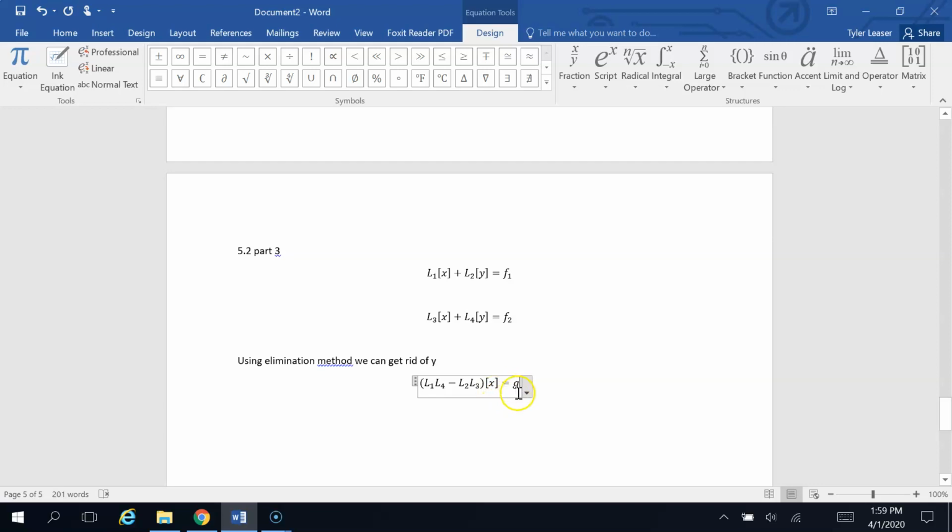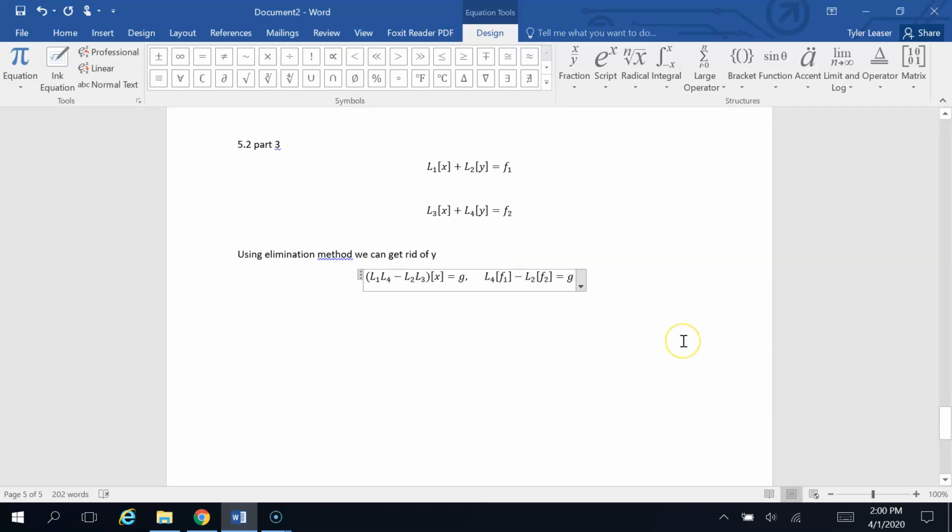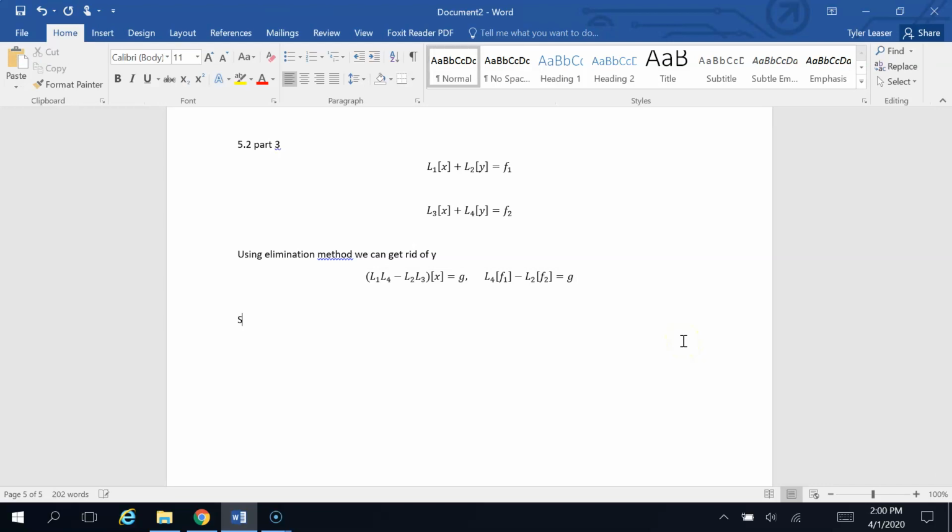Now this g on the other side, this g is what we get when we operate on F1 by L4 minus operating L2 on F2. So just to write out what that would be, it would be L4 operating on F1 minus L2 operating on F2. So that's what that g is on the right-hand side after you add the two equations together. All right, so given that, we can write out some steps.